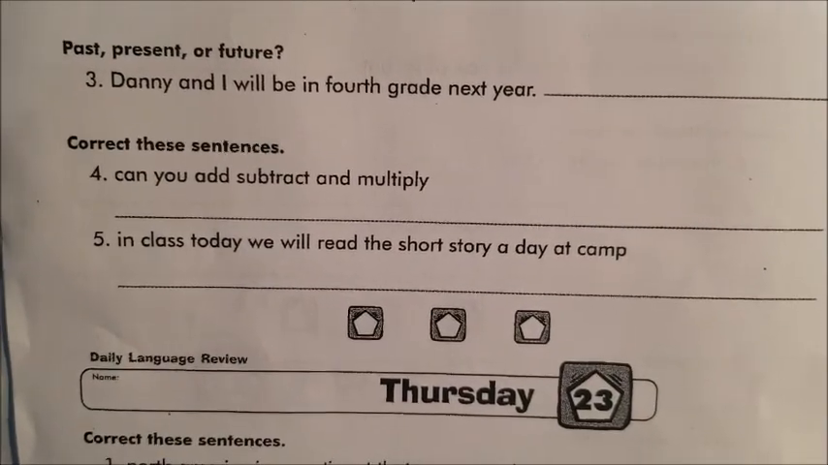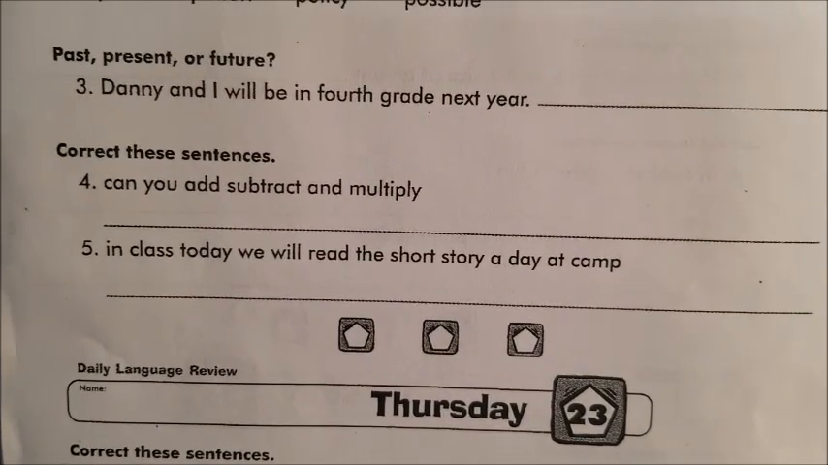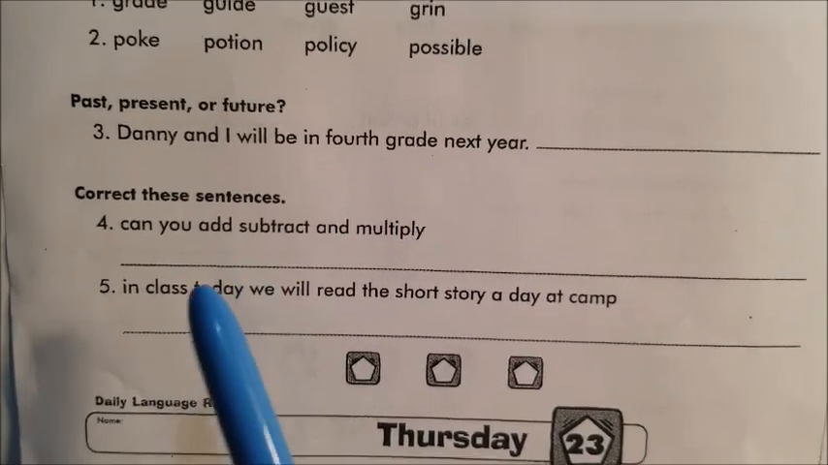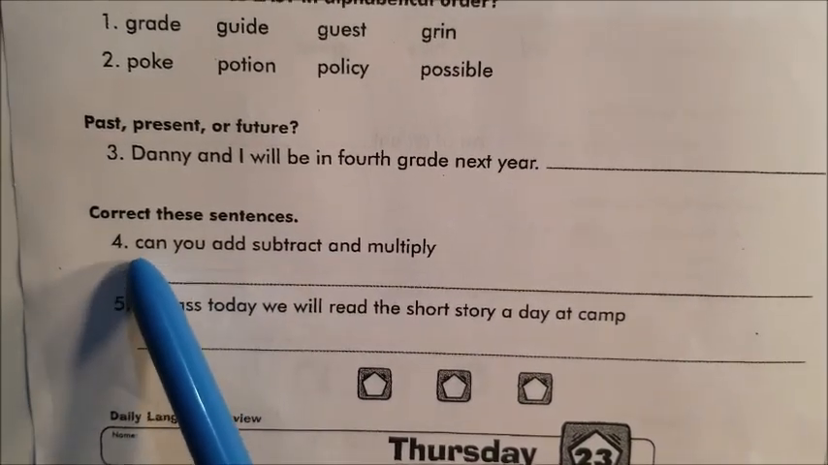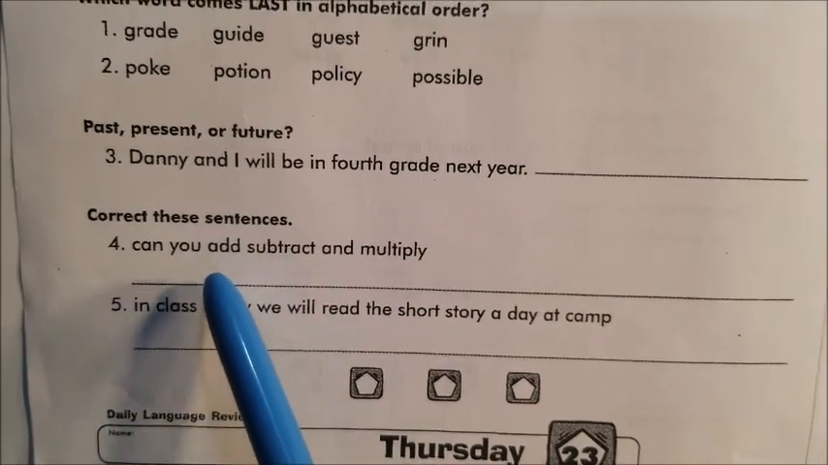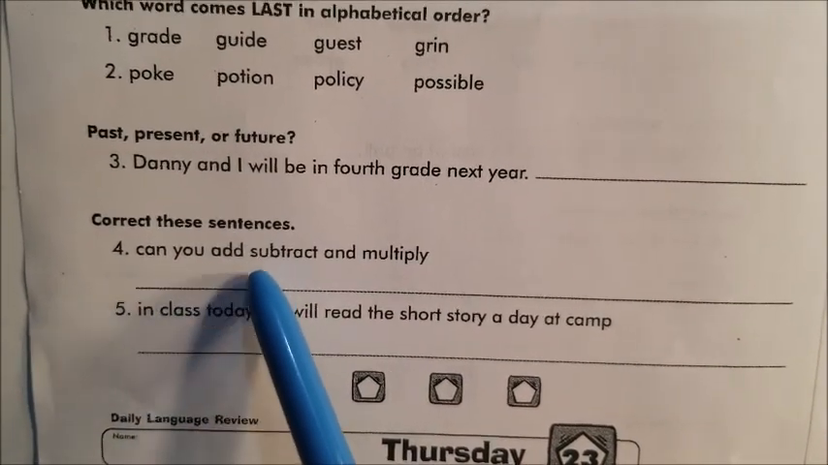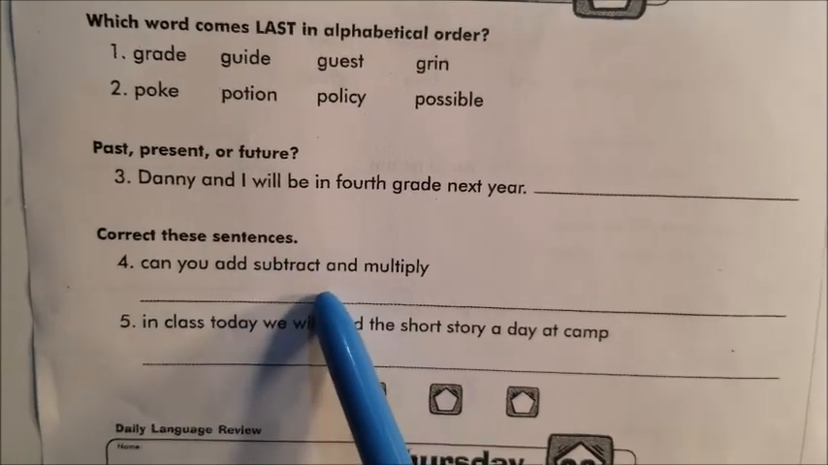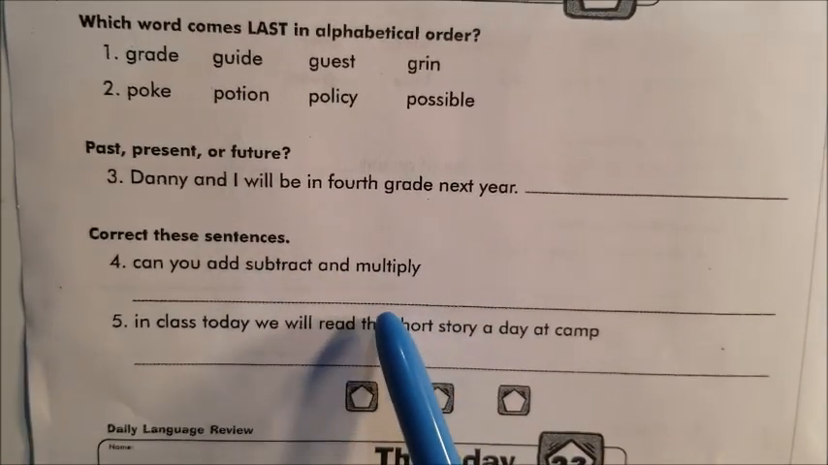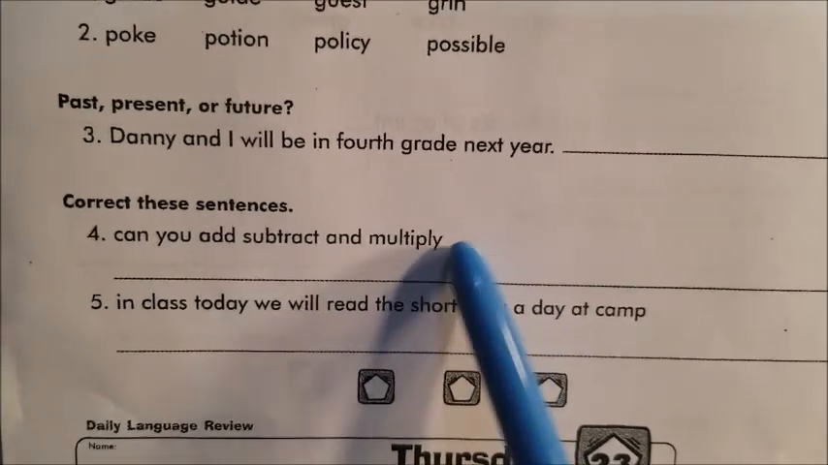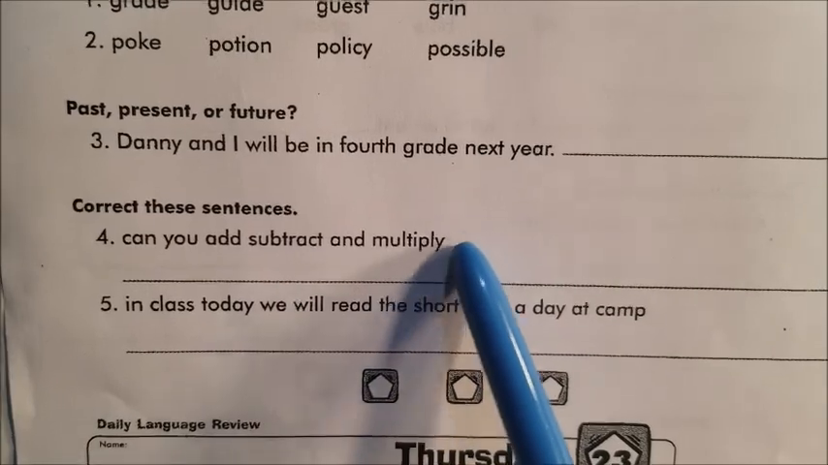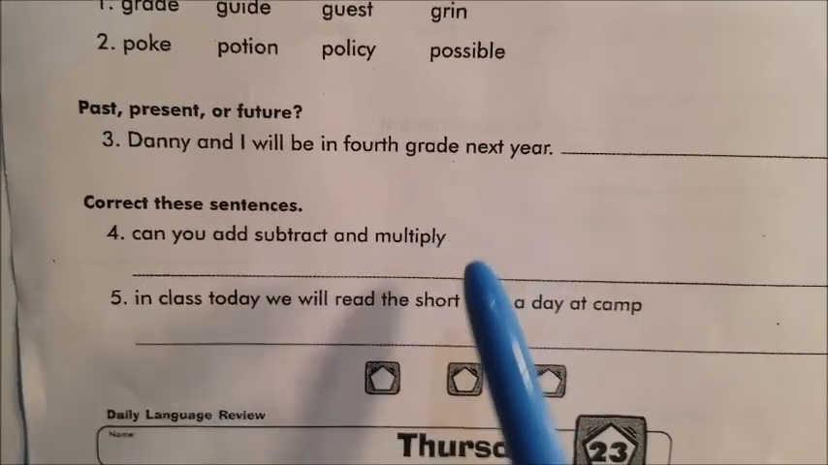Correct these sentences. Can you add, subtract, and multiply? Well, yeah, I think I can, but I think we have to capitalize that. And looks like we have a list here, a series. We're going to have to have some commas. Probably a comma there, right? That's in. And well, now what is this? Is this a sentence? Is this a statement or a question? It's a question. What goes at the end there?